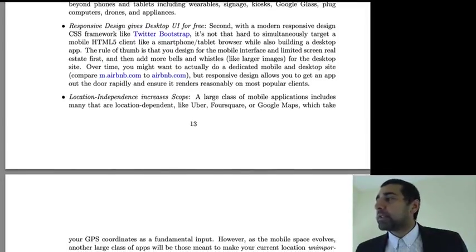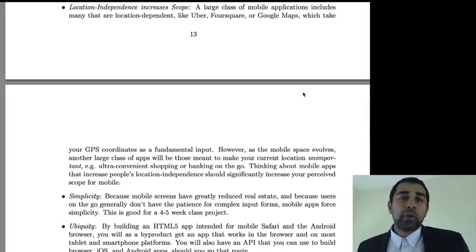Number two is, as I mentioned, responsive design gives that desktop UI for free, so you don't really lose much by targeting that mobile UI first. So location independence also increases scope. Now you don't have to wait till you're back at your computer. You can just hand your phone over to a friend, show them the application. It's something where you can use it anywhere.